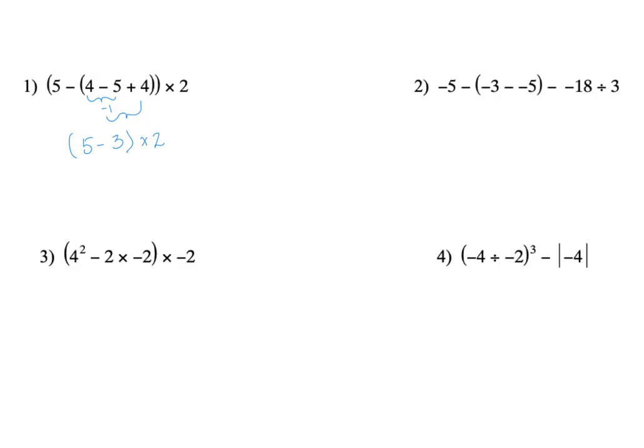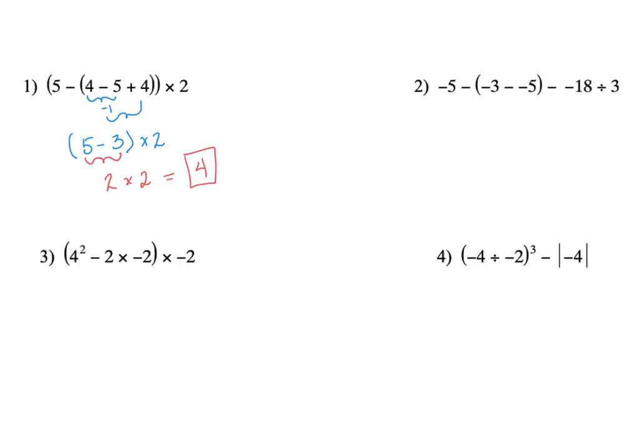And then we're going to do our next set of grouping. 5 minus 3 is 2. We'll multiply that by 2, and our answer here will be 4. Let's look at number 3.